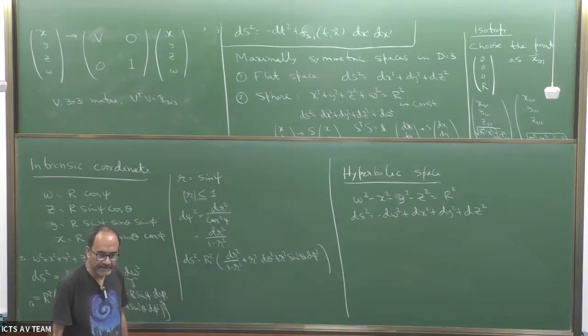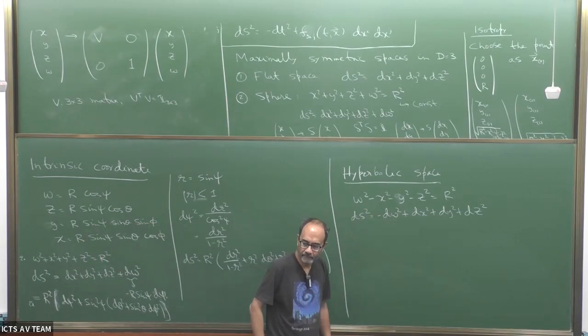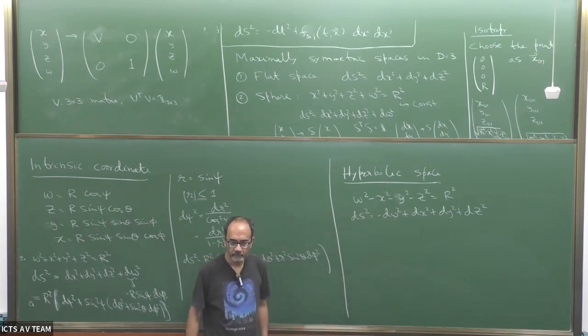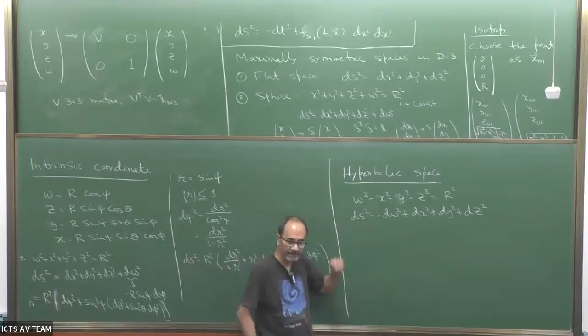Okay, it's like a sphere, except that I've changed some signs. Is that clear? Now, as you know, hyperbolas have two components, right? Two disconnected components. That's the same thing here also.